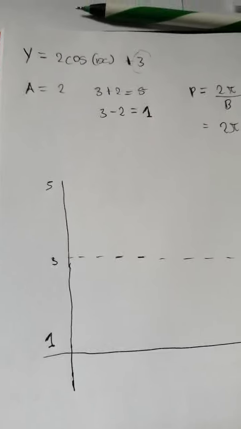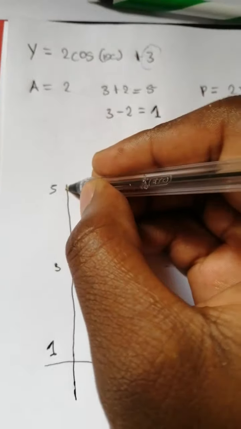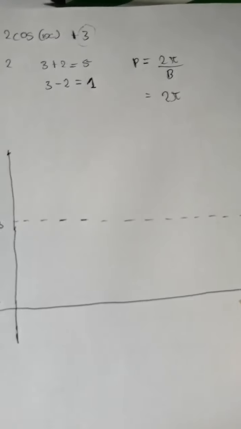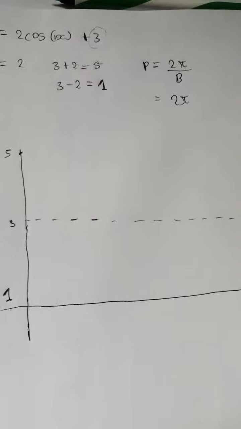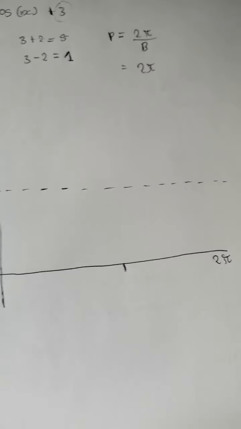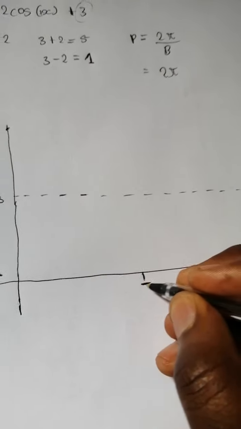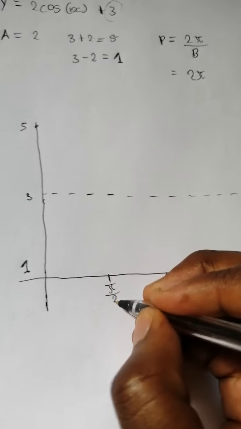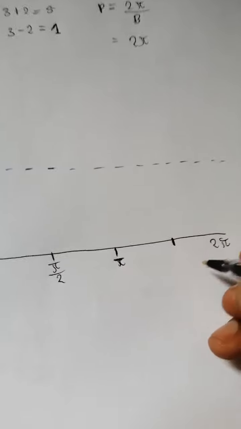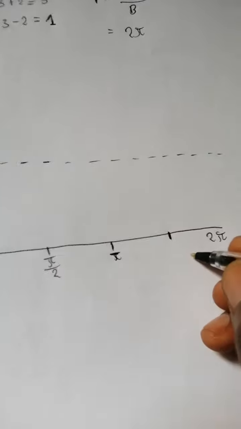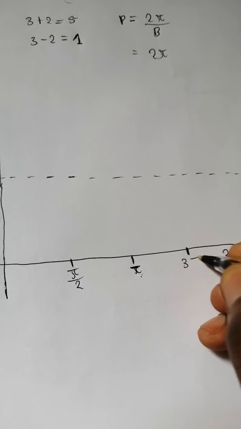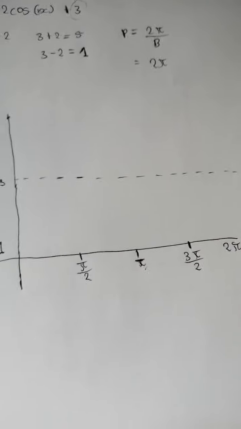The period is 2 pi, and then what is half of 2 pi? Half of 2 pi is pi, and then half of pi is pi over 2. And what is pi plus 2 pi divided by 2? This will be 3 pi over 2, like that.